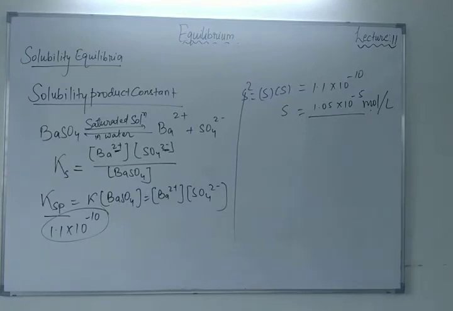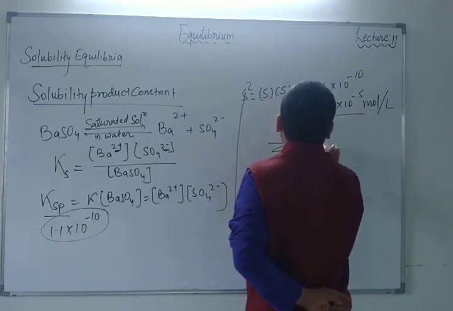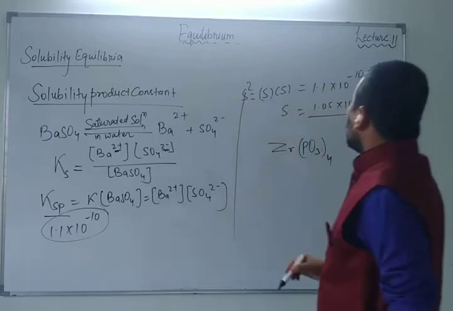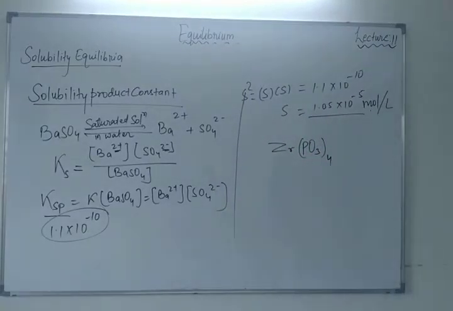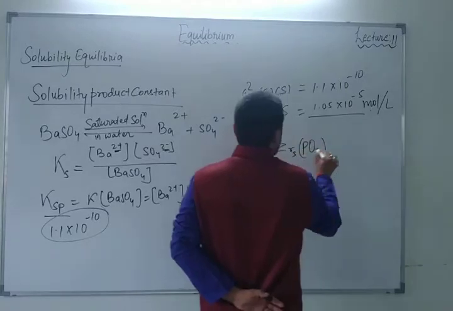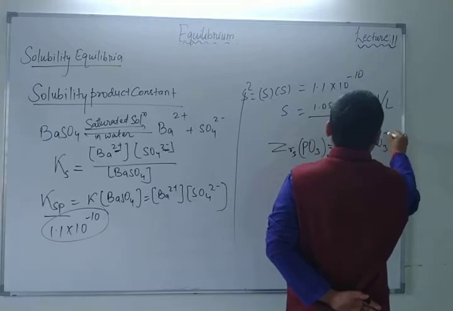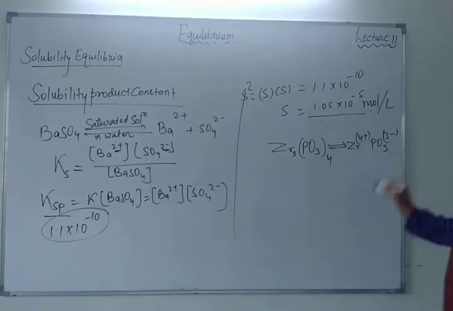If you take another example, if I talk about zirconium phosphate, Zr3(PO4)4, can you tell me what will be the value? Here zirconium exists in the +4 oxidation state and PO4 will be 3 minus. So as it dissociates, it will be zirconium 4 plus and PO4 3 minus. So here this 4 plus and 3 minus, as we calculate 4s and 3s, total there will be 7s, right?